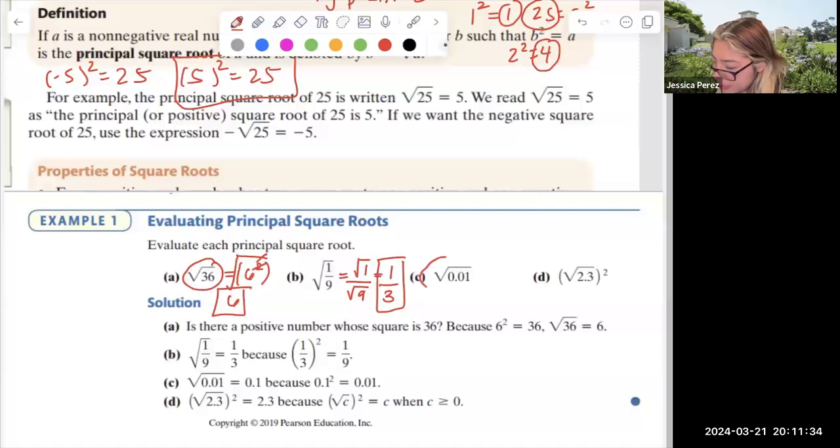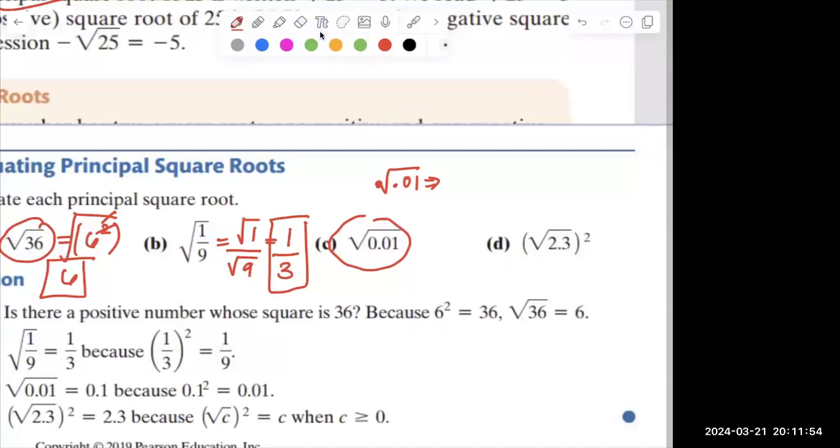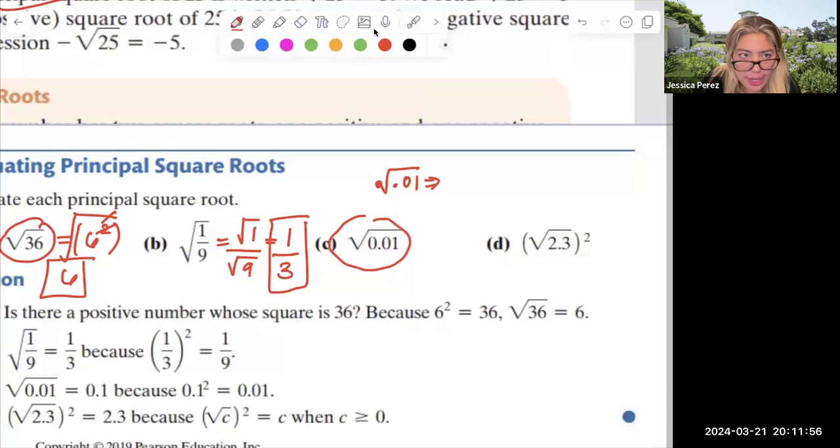So this one, 0.01. How do I get to that number? If I take the square root of 0.01 on your calculator, go ahead and do that. What do you guys get? Do you guys have your calculator? If I go to my calculator, I want to find, okay, what's the square root of 0.01? It's going to be 0.1, right? Because 0.1 squared is 0.01. So my answer is 0.1. That is my perfect root, 0.1.